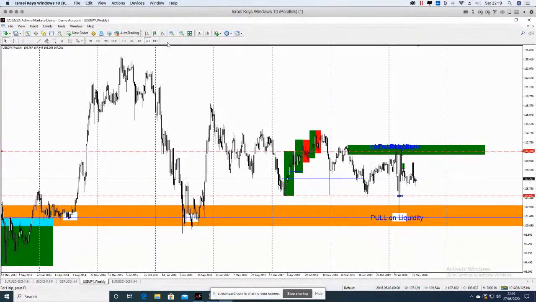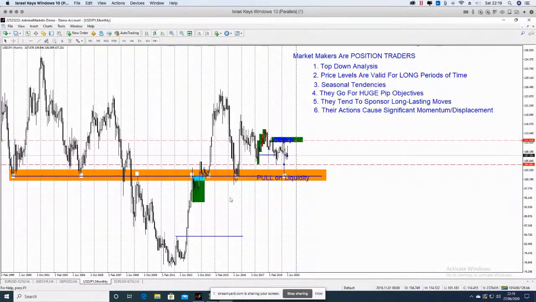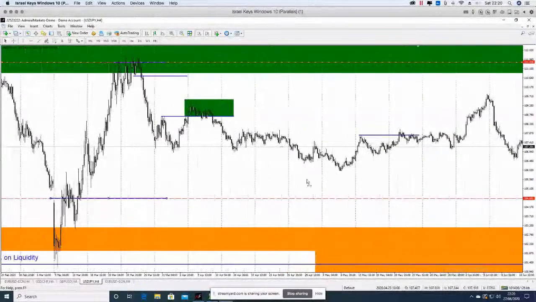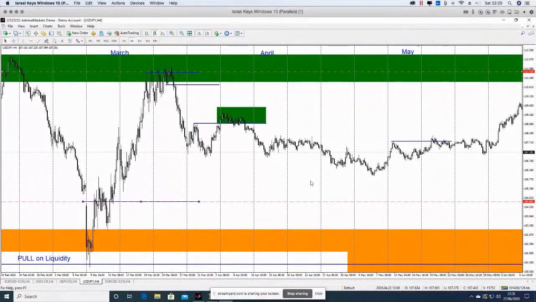Let's go to a monthly chart. See that level there, the pull on liquidity. It's from 24 years ago, respected 5 or 6 times. In essence, like I said to you 2 sessions ago, when an elephant runs through your garden, it will usually leave huge footprints. It cannot tiptoe through your garden without letting you know it was there.